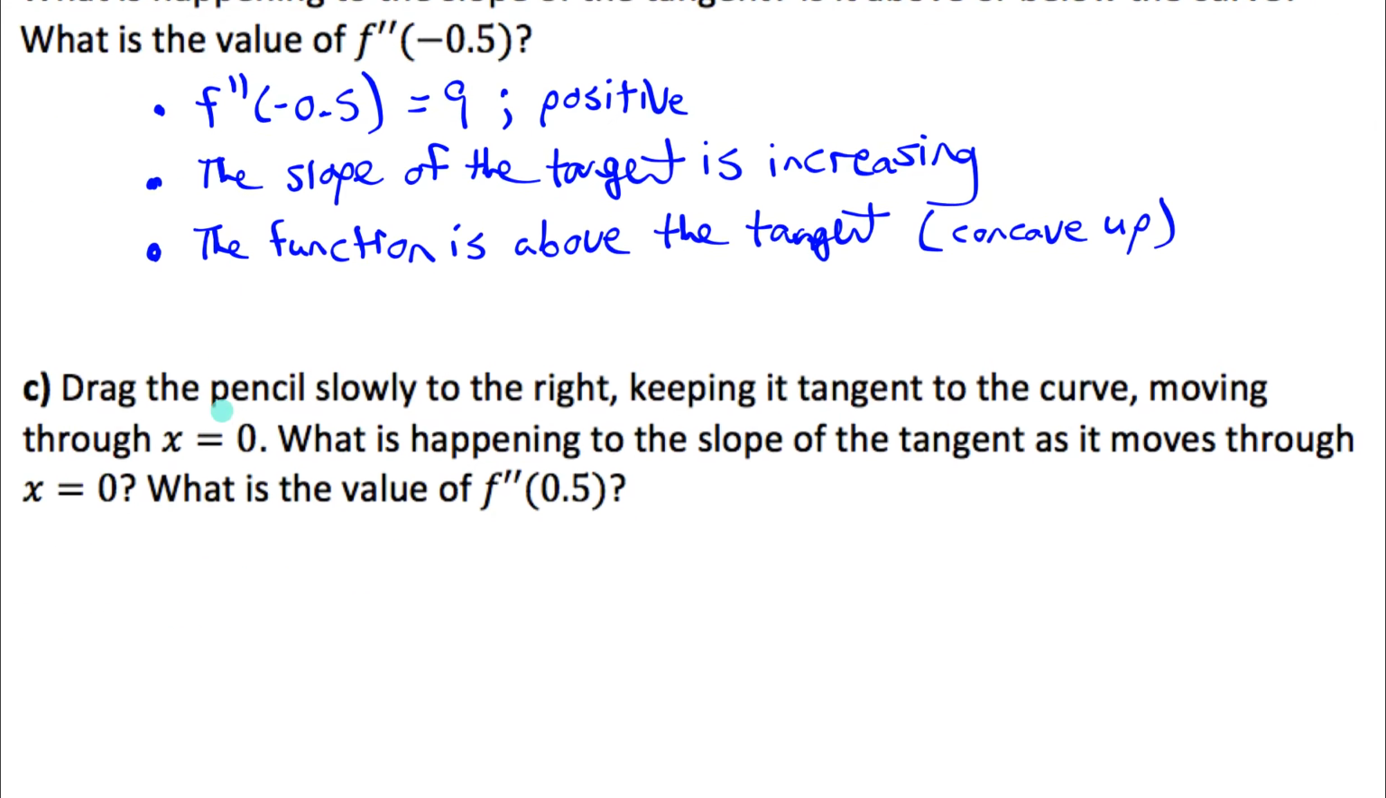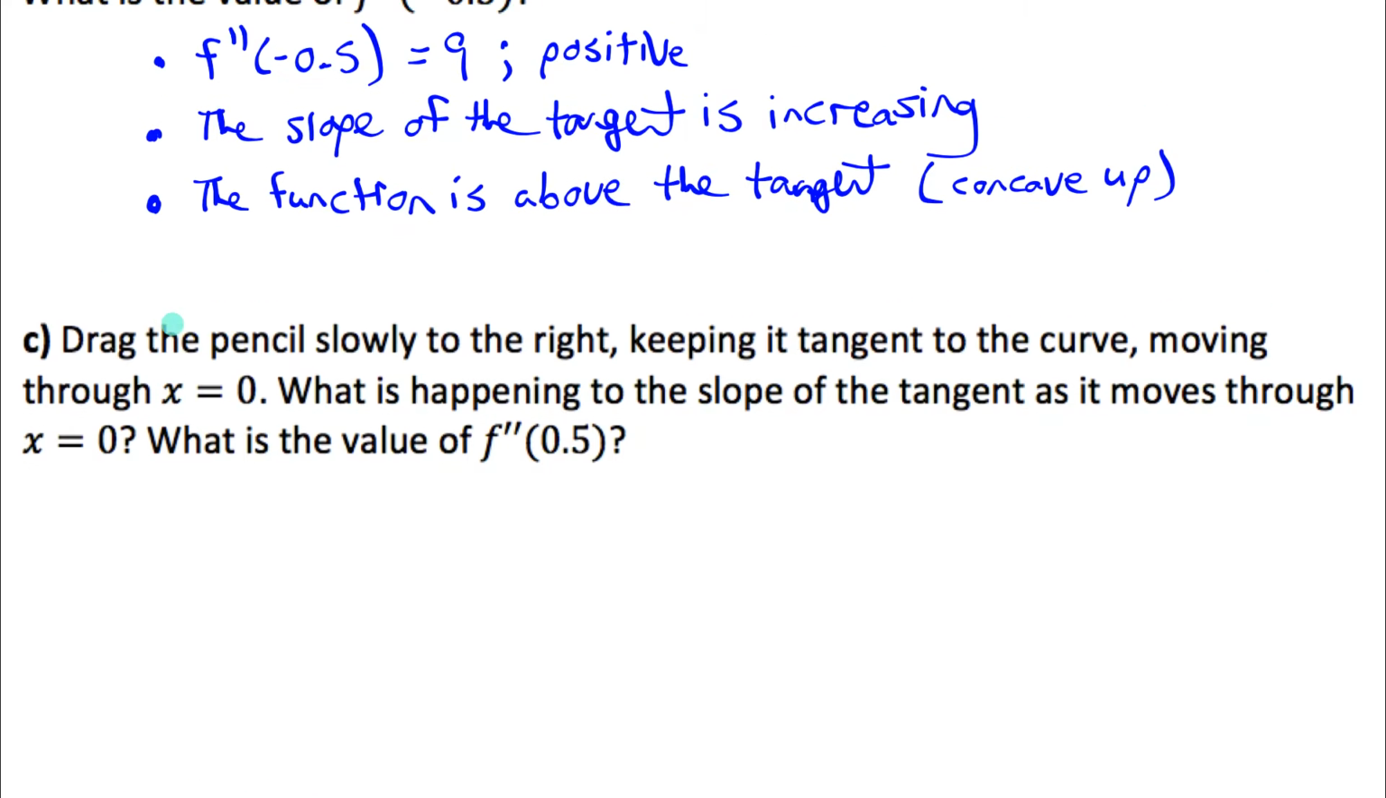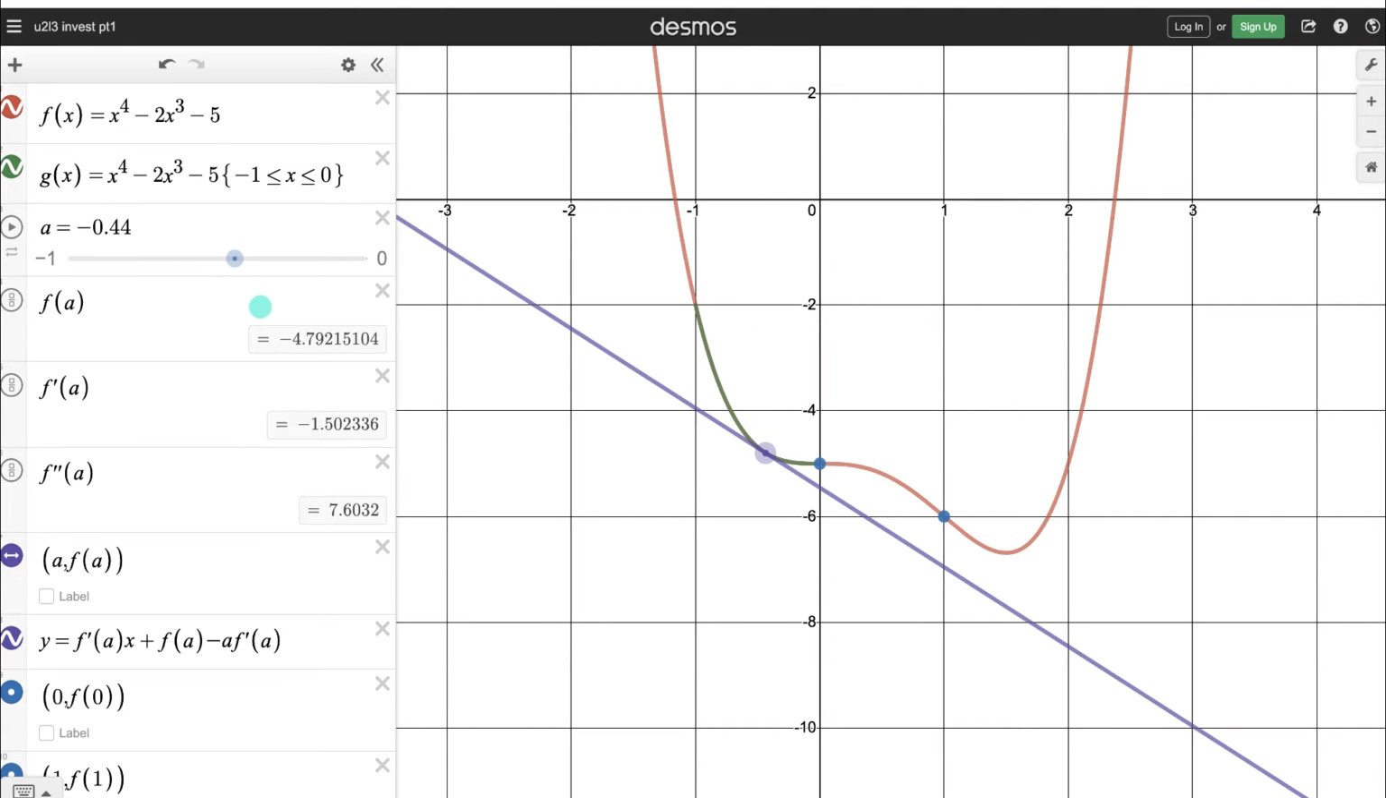Okay, let's do another interval. It says drag the pencil slowly to the right, keeping it tangent to the curve, so same process, but this time moving it through the x value of 0. I'm going to change the interval we're going to look at. Let's do from like -0.5 to 0.5. That way we move through 0. So I'll do this green section right here.